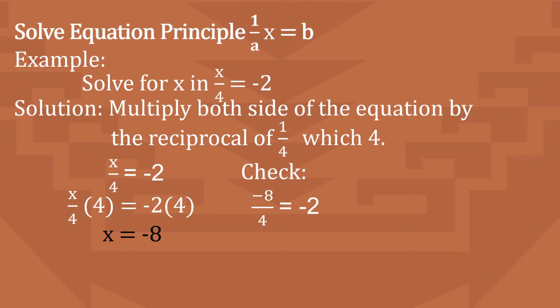Check. Substitute the value of x to the equation. It will become negative 8 over 4 equals negative 2. Negative 8 over 4 equals negative 2. Negative 2 equals negative 2.